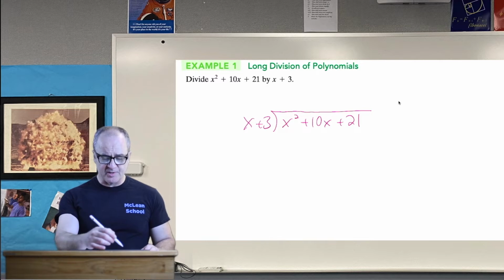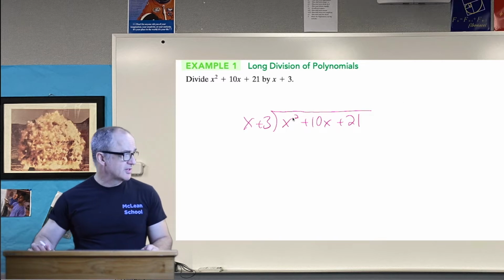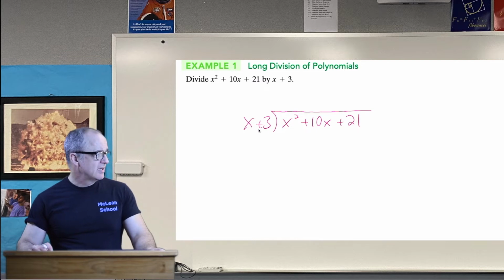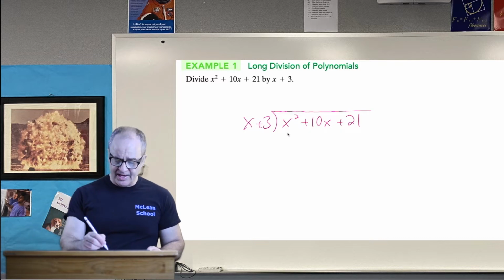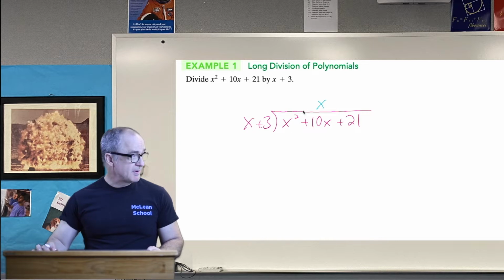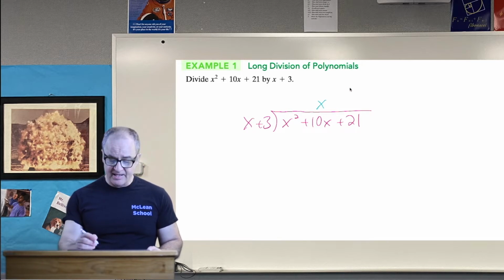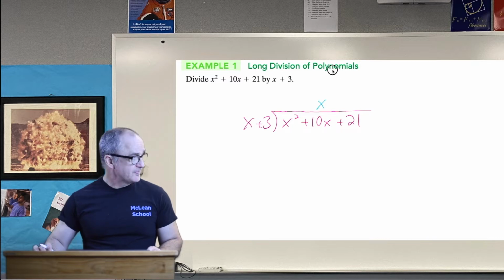So my first question, kind of like regular number long division, is what would I multiply times x to get x squared? And the answer is I would multiply x by itself, by x to get x squared. So I'm going to write that up here. I'm going to choose to keep my place value theme going and put the x over the 10x. And now I'm going to multiply this x by x plus 3.